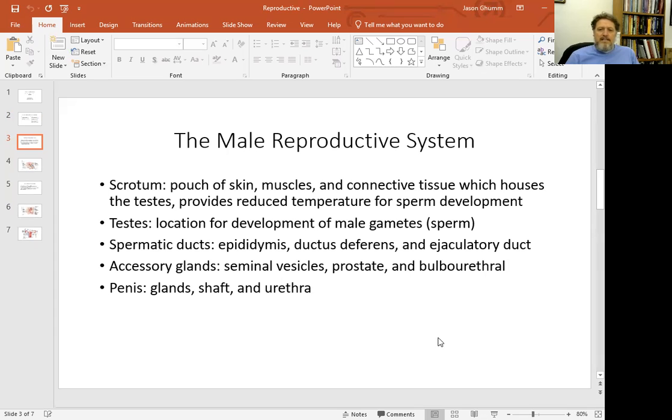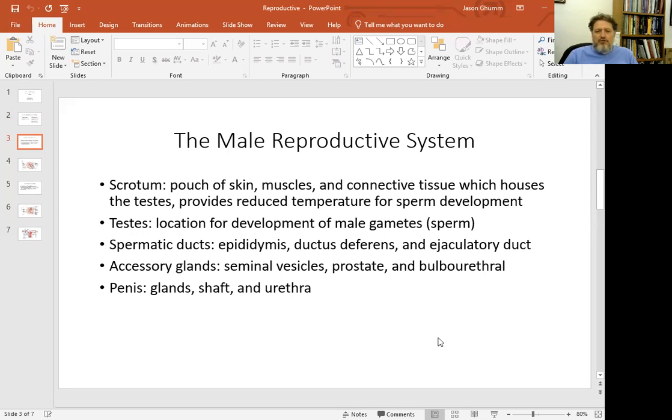Then you have the testes. These are for the development of some male hormones and the production of sperm. You have the spermatic ducts. There's a few of them in here.